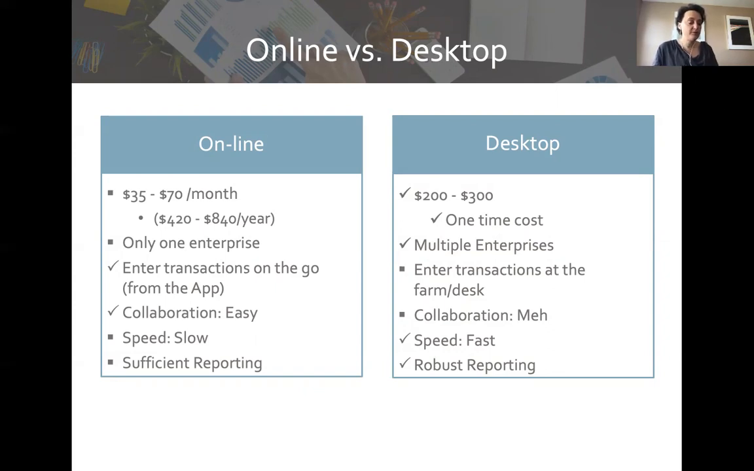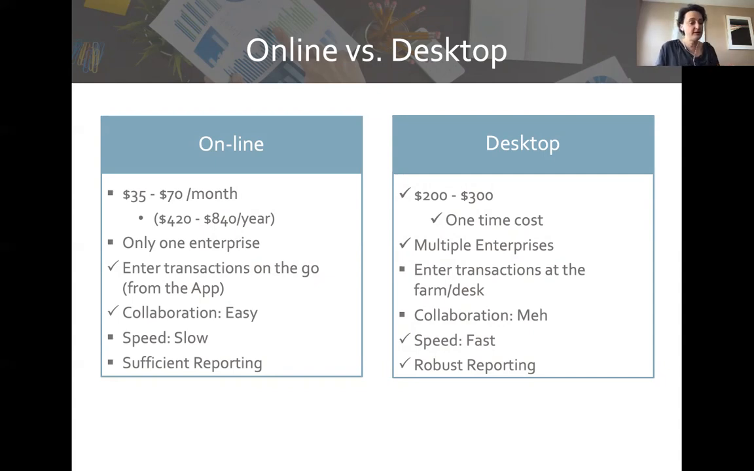Now, if I were doing this in the online version, I would need to have a $35 to $70 subscription for each of those different enterprises. I'm working with a client right now who has a farm business and a restaurant business, and they're separate entities. If you're online, you're going to need a separate subscription for each of those entities, whereas if you're on the desktop, you can have multiple companies.